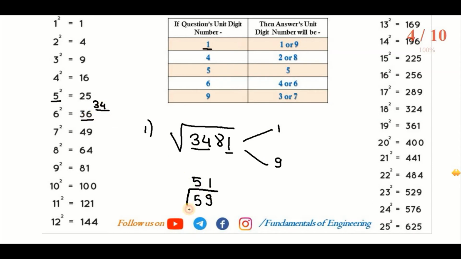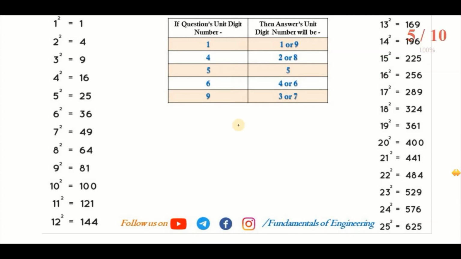So we have to select 59. So 59 is the perfect square root of 3481. Remember, if you are not getting it, we will take another example. Second example, the square root of 5776, that we are going to find out.